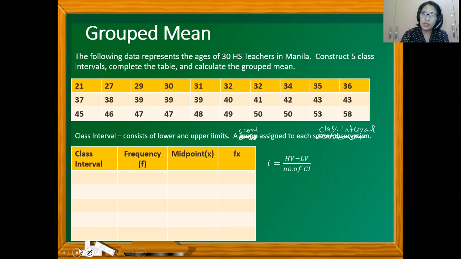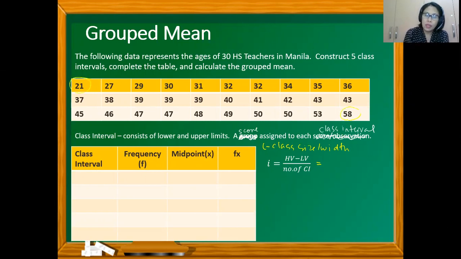And constructing the class intervals requires us to identify the class size of each interval. So i is the class size or width of each class interval, and the class size must be the same for any of the, for example here, 5 class intervals. Calculating the class size is obtained by working on the difference between the highest value and the lowest value.